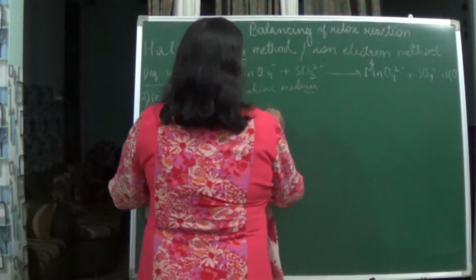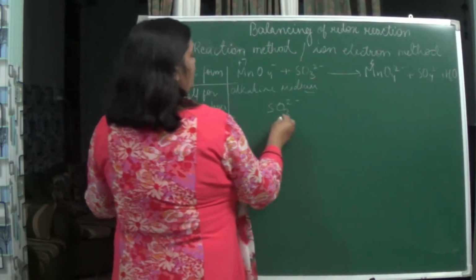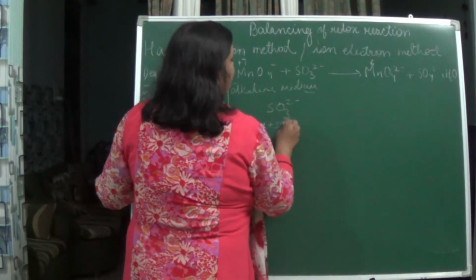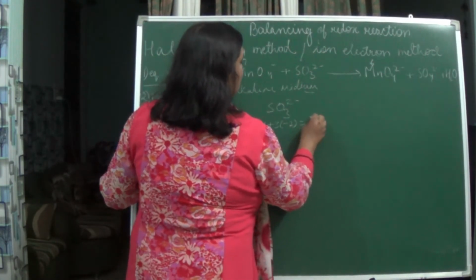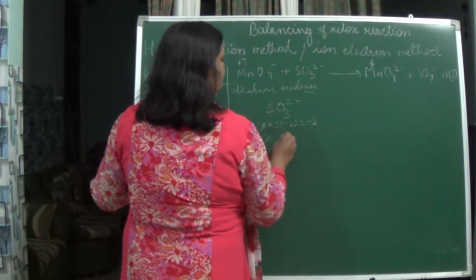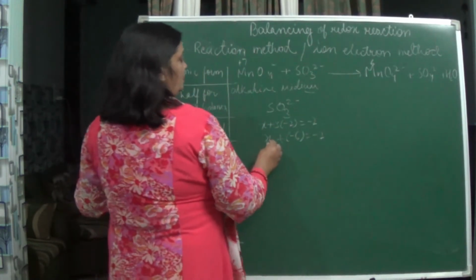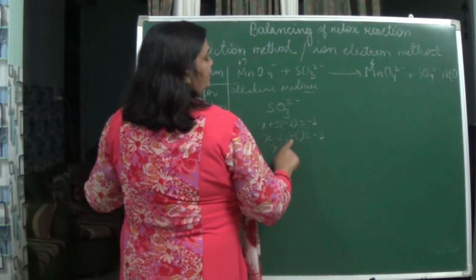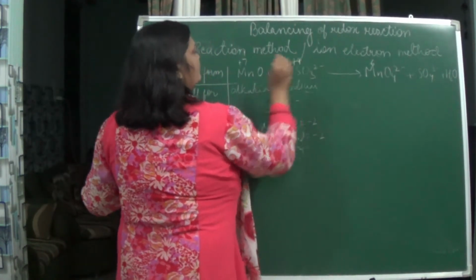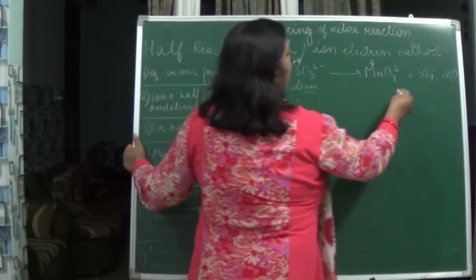Oxidation number of S in SO3, okay. So here x, okay, plus 3 into minus 2 is equal to minus 2, that becomes what? x plus minus 6 is equal to minus 2. So here it goes over this side, so it becomes what? 4. So here it becomes plus 4. You all know how to take out the oxidation number. Just take it out. Okay.